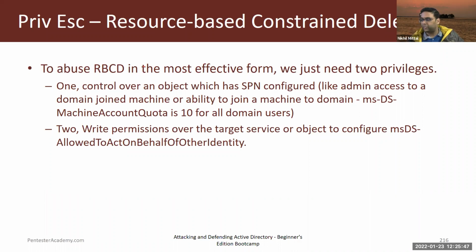So there are just two things that you require to abuse resource-based constraint delegation. One is control over an object that has SPN configured, for example, an admin access to a domain joined machine, or simply access to a normal domain user. By default, a normal domain user can join up to 10 machines to the domain. Second, write permissions over the target service or object. That is, ability to pose as the resource administrator.